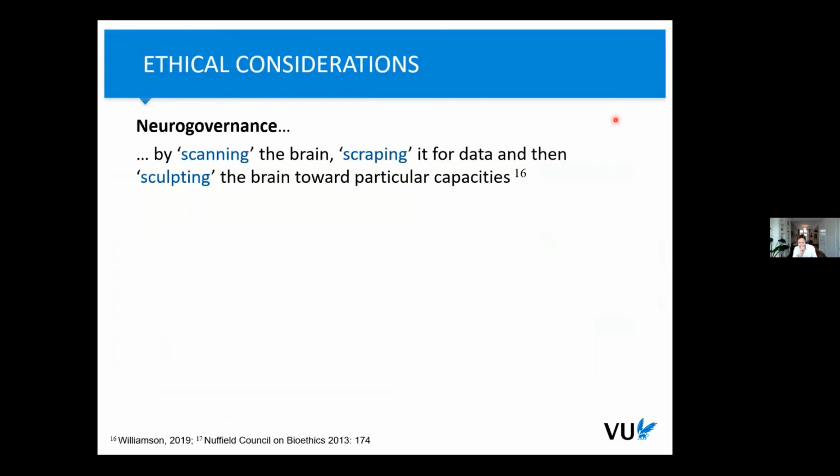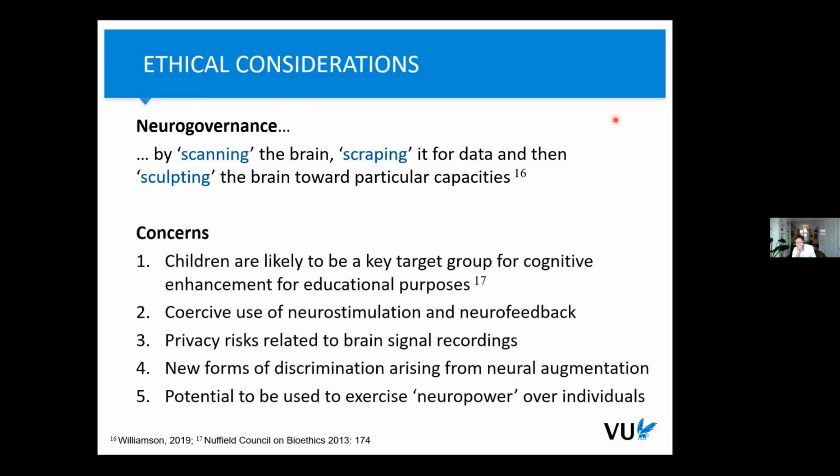So, ethical researchers like Williamson warn of neurogovernance. They say neurogovernance is: they scan the brain, it's scraped for data, and then the brain is sculpted towards particular capacities. And these are some concerns we have.